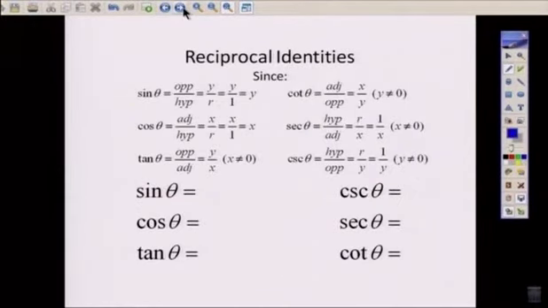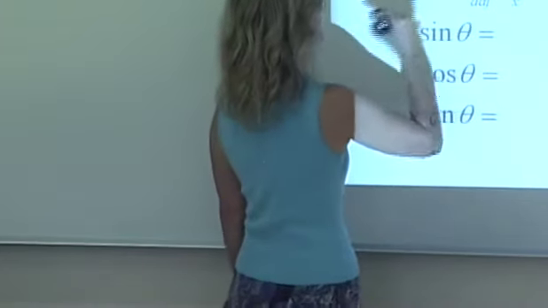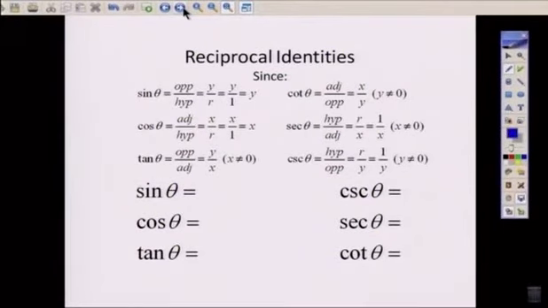Next are the reciprocal identities. We've already probably talked several times about these in the unit so far, but we know that sine is opposite over hypotenuse, which is y over r, and in a unit circle, y over 1, so just y. Cosecant is the reciprocal of that. Instead of opposite over hypotenuse, it's hypotenuse over opposite. So sine and cosecant are reciprocals, so the identity becomes sine theta equals 1 over cosecant theta.